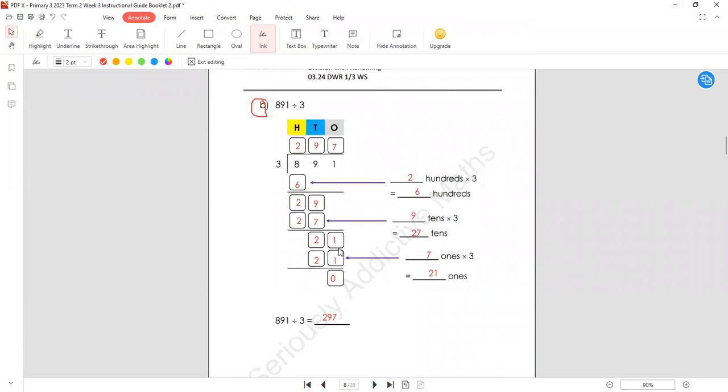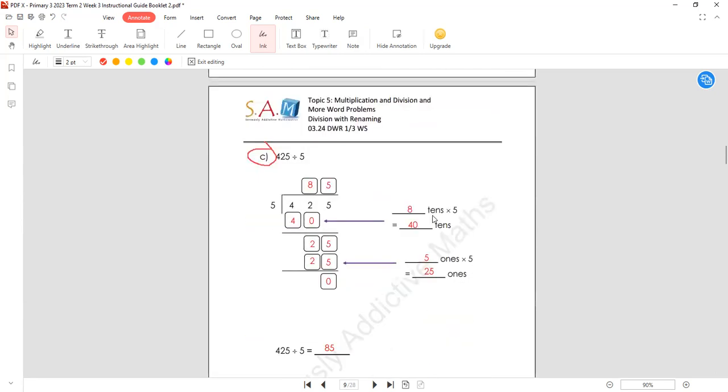And then one more question here, B. All right, get them along. 8 hundreds, can it be divided by 3? If not, find the number that is closest, a number that multiplied by 3 will give you closest to 8. So that would be 2. And then just follow.